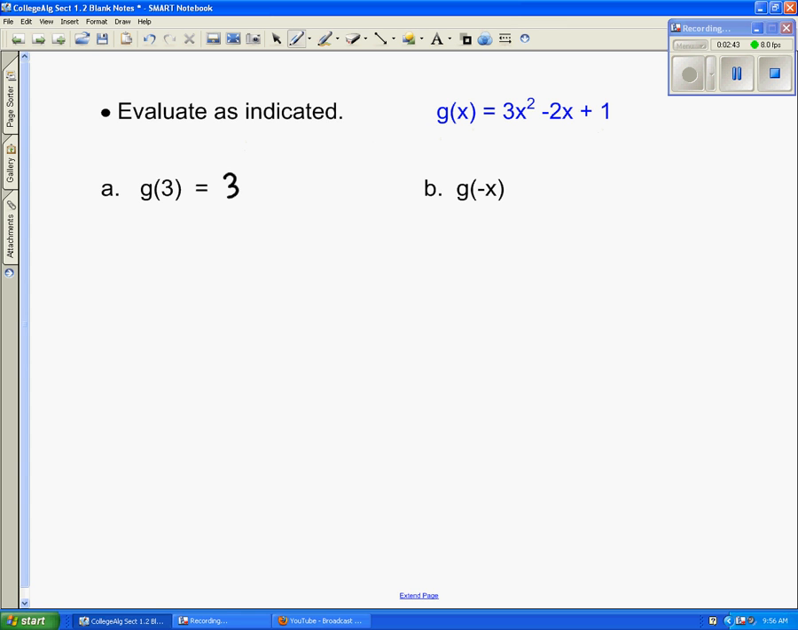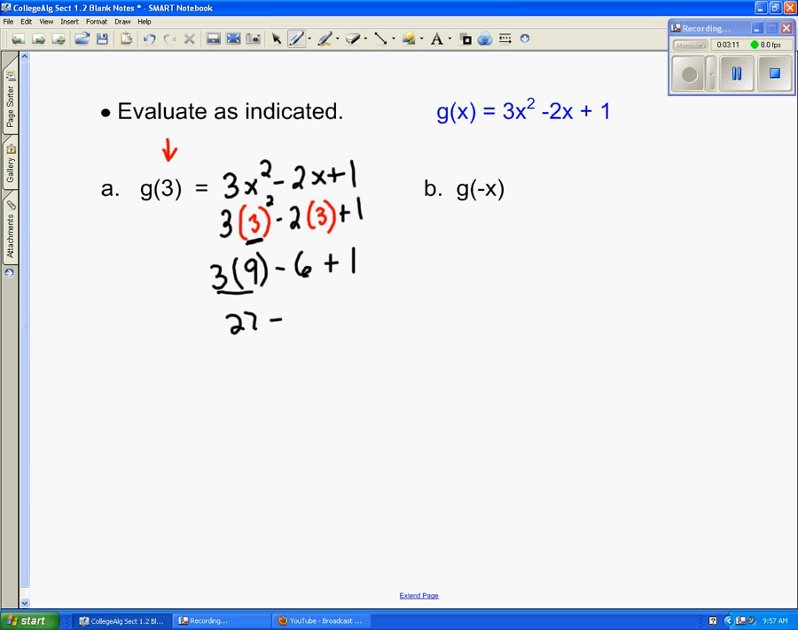So the first thing, I'm going to start with my function that was given, and this time, everywhere x is at, I'm going to put a 3. So everywhere x is at, you put a 3, and the rest of the problem is exactly the same. Evaluate, order of operations, 3 squared is 9, 2 times 3 is 6, then we're going to do 3 times 9 is 27, minus 6 plus 1 is 22. So g of 3 equals 22.